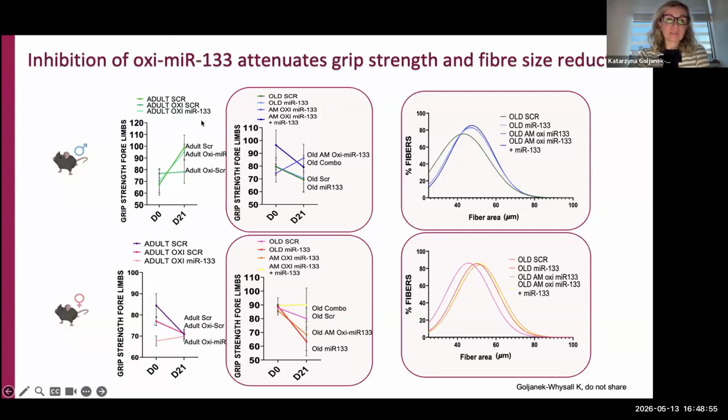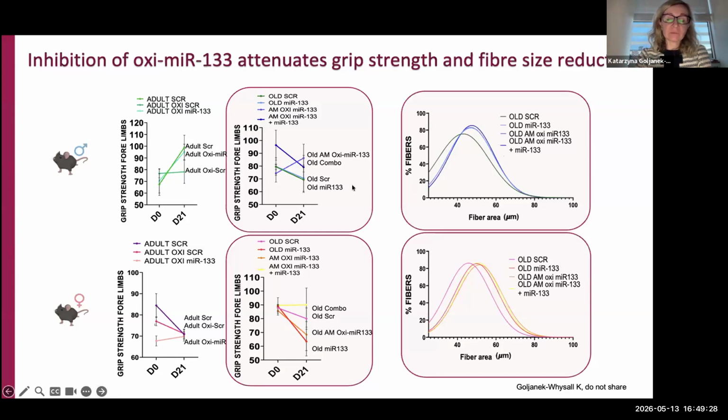And we added this time in the adult mice a group with oxidized scrambled. And so scrambled is just a microRNA that doesn't exist in the mouse genome, hasn't been detected. It's a scrambled sequence of the microRNA 133, so shouldn't in theory have any effects, and then oxidized microRNA 133. And what we found is that the oxidized scramble, for some reason, had more negative effects than microRNA 133 in old mice when we looked at grip strength or fiber size.